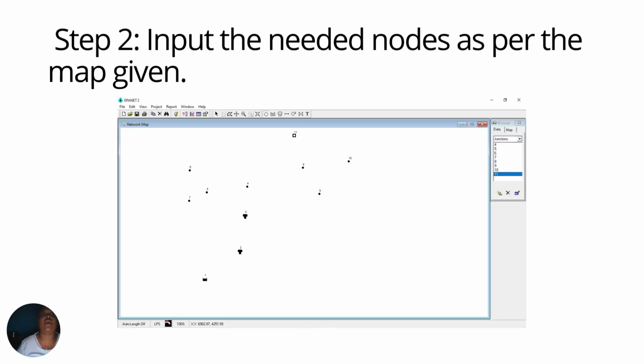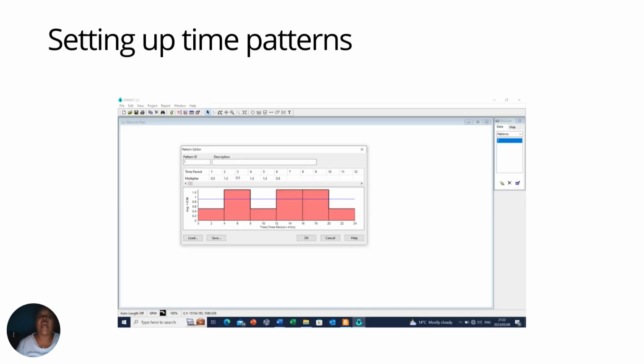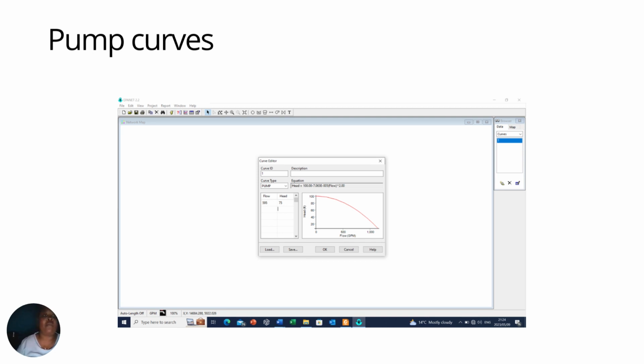Number two, input the needed nodes as per the map given. After inputting all the equations, I then inputted the nodes, as you can see on this particular screenshot. Thereafter, I went on to set up the time patterns. I was given the multipliers. I just inputted them there and then I took a screenshot. After that, I went to pump curves on the data and inputted the flow and the head as given on the project brief.